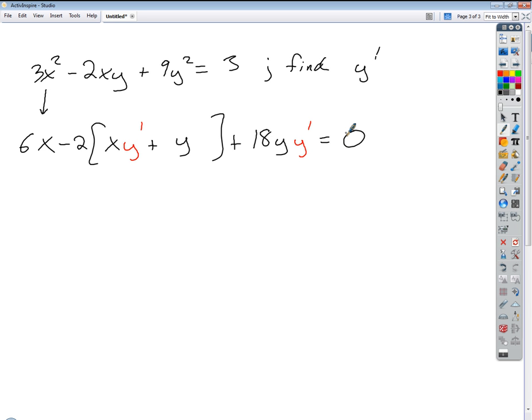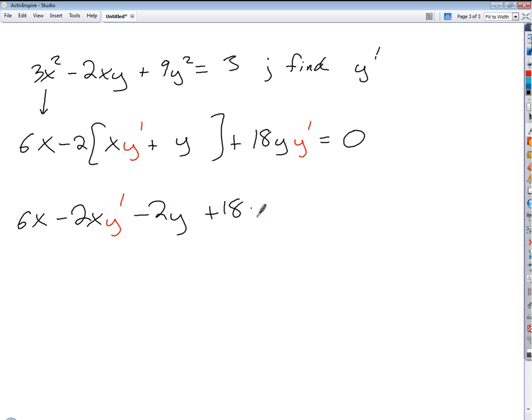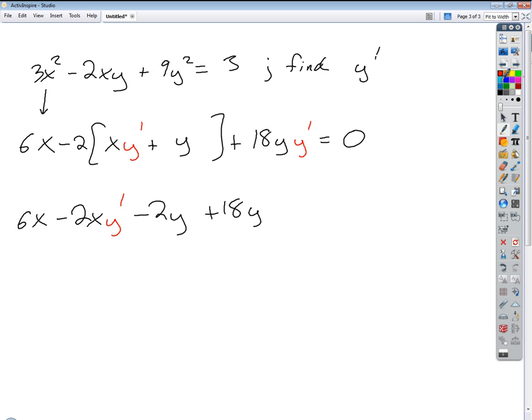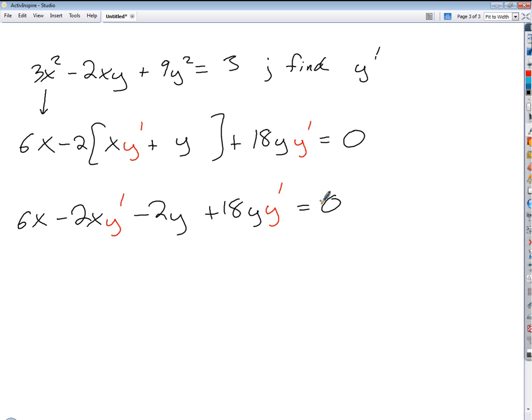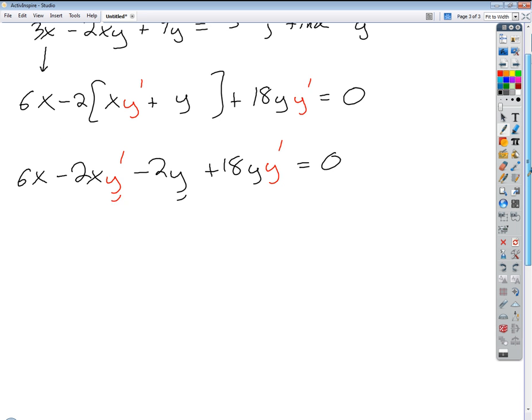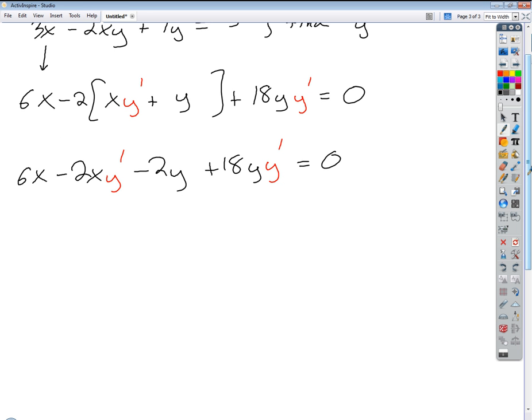So now we would distribute the -2, and we'd get 6x minus 2x y prime minus 2y plus 18y y prime equals 0. So we'll keep the y prime terms on the left, push the other terms to the right, and I would argue that very quickly, after you've done maybe one of these, you can start to skip some steps.